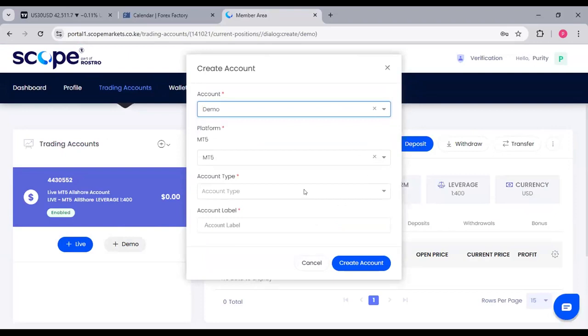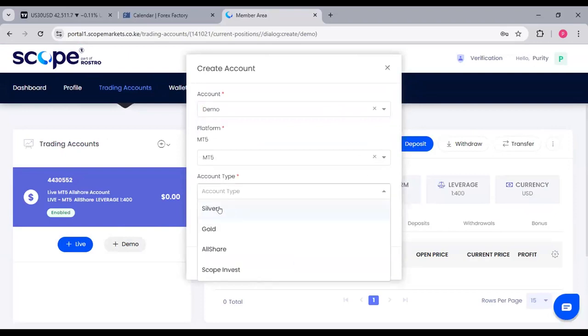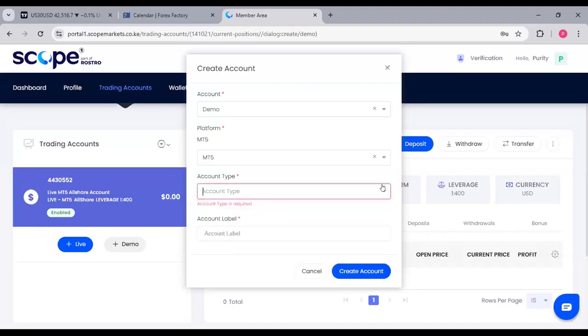MT5 is written. Account type, you will come and choose either silver or gold. These 2 right here, they all share and scope invest. These ones are for shares, and this one is for investing. So for trading, we use these 2 right here, silver or gold. Once you've chosen one of those, you'll come here and include the account label, then click create.